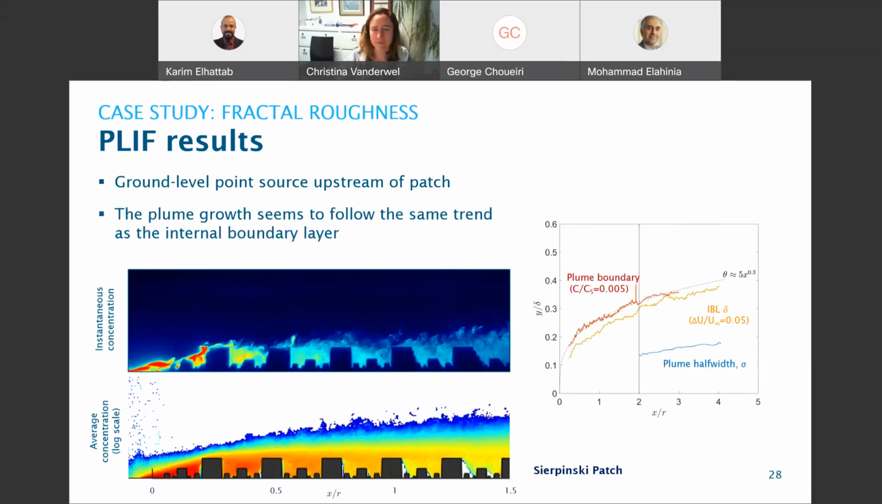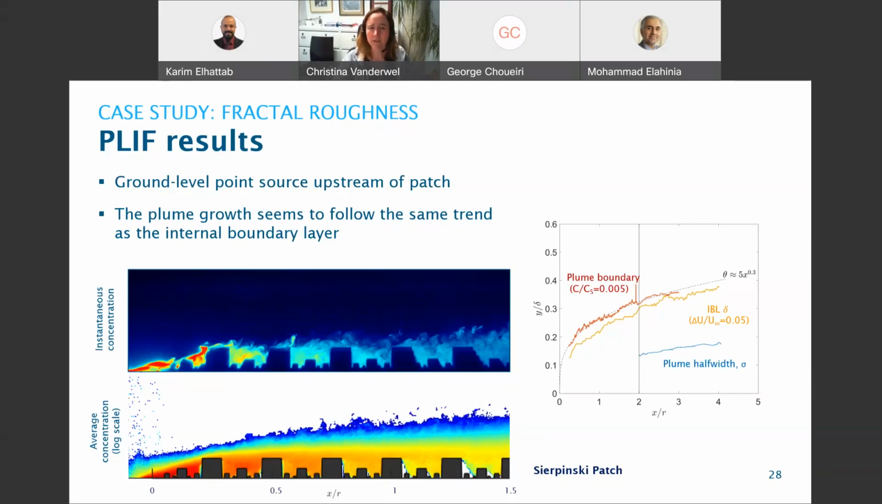And what was really interesting, I thought, was that the plume boundary, so the edge of the concentration, matched quite well with the internal boundary layer thickness that we estimated from the PIV. So that's the yellow line here. The yellow line is the internal boundary layer thickness from the velocity, and the red line is the plume boundary, which we defined as 0.5% of the source concentration.